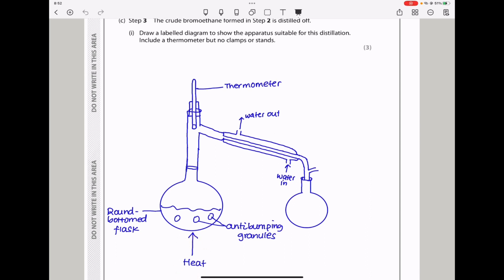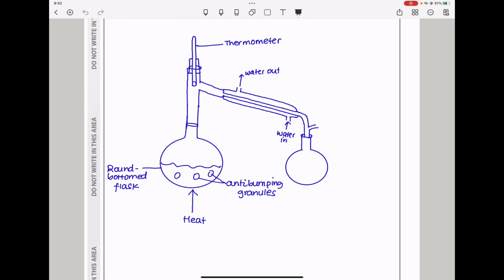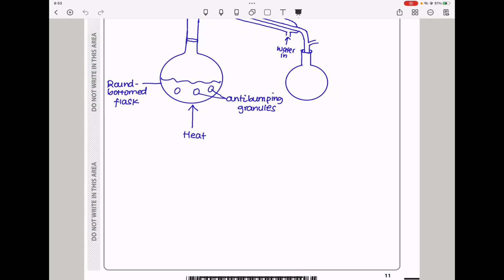You must position the thermometer with the bulb at the entrance into the condenser or towards the side of the condenser. The water has to be placed appropriately, water in here and water out that side. And then this one has to be placed in order to prevent pressure buildup. And then the collection vessel has to be placed as well. And again, my drawing is not the perfect one out there, but at least it shows you what is required, at least the key things that are required.